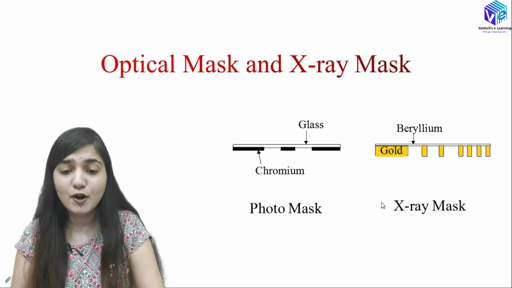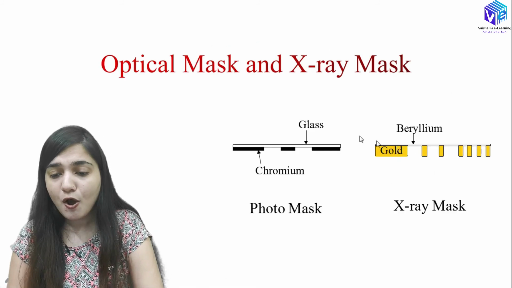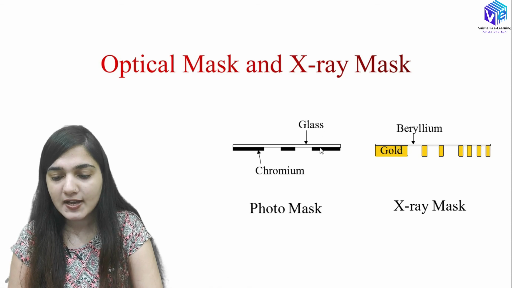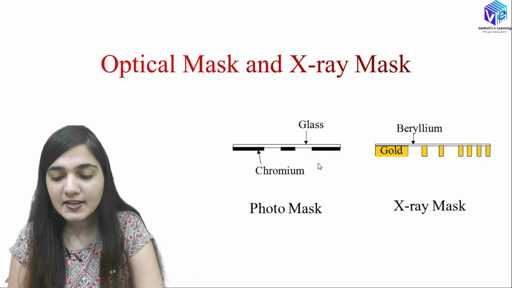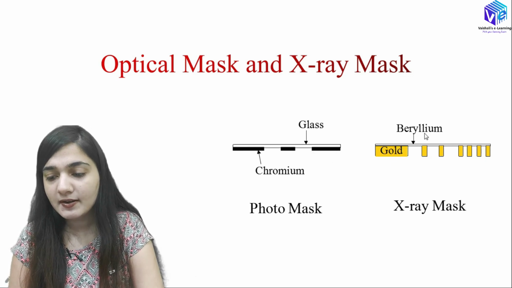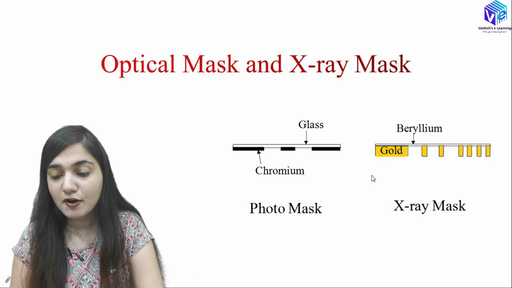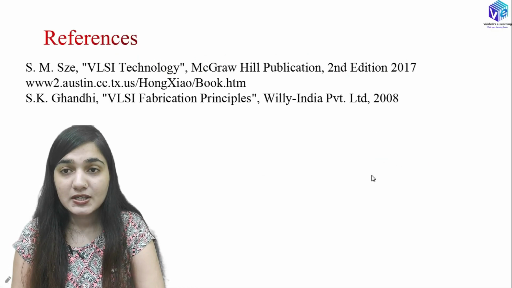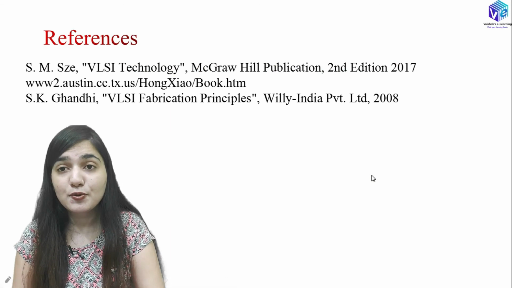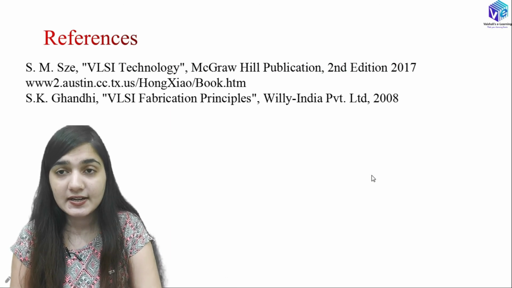So if I compare optical mask and X-ray mask, the optical mask is simply made of glass which has chromium as the black paint which gives the mask property. But in the X-ray mask we have the beryllium and the mask is made from the gold painting. So these are the references. I hope you understood each and everything that I discussed over here.